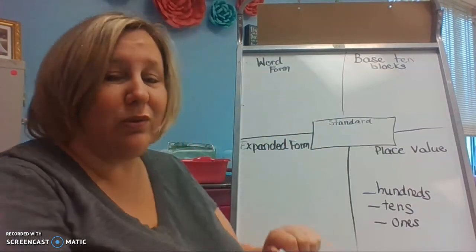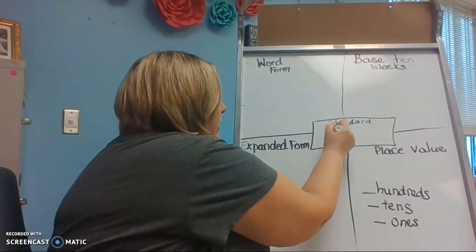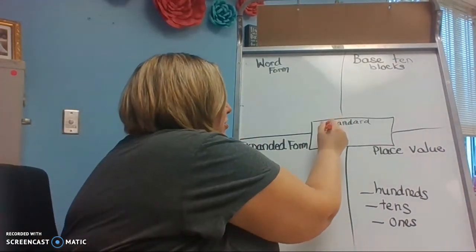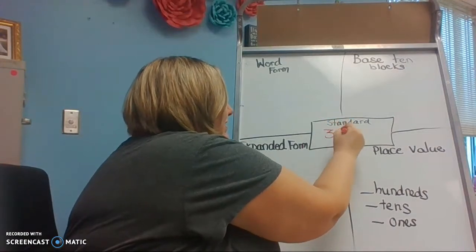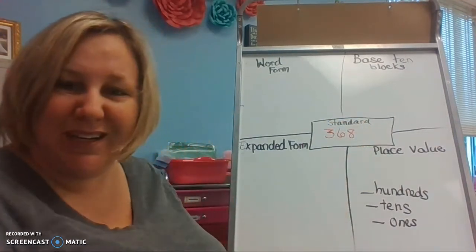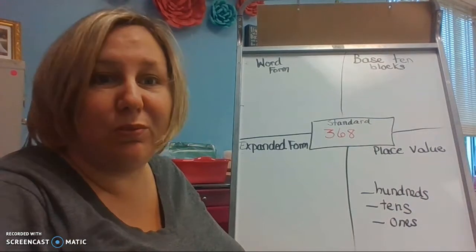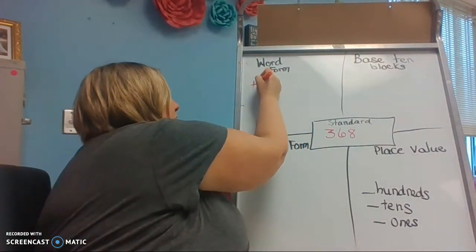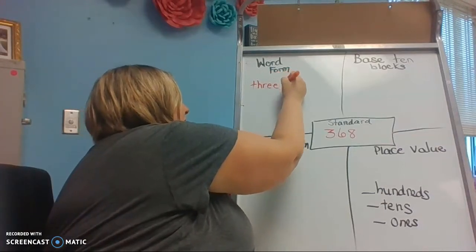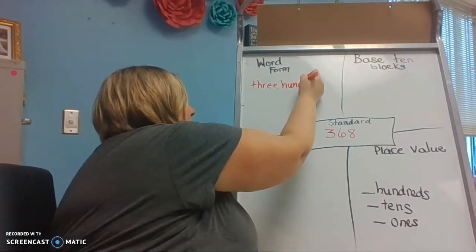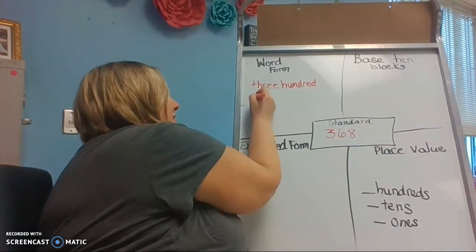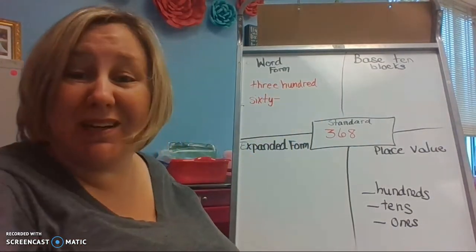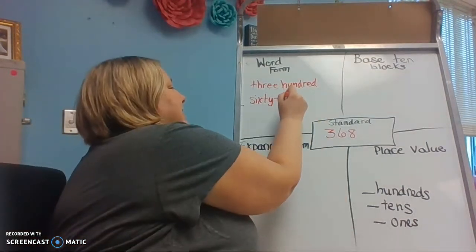So our standard form is, if it says 3, oh, you can't see that, sorry. If it's 368. Now, for the word form, remember, we just use our words. We have to spell it out. 300 60. And remember, I'm going to put that hyphen in between my 10s and my 1s. 8.